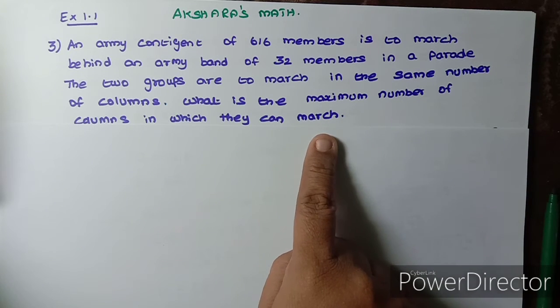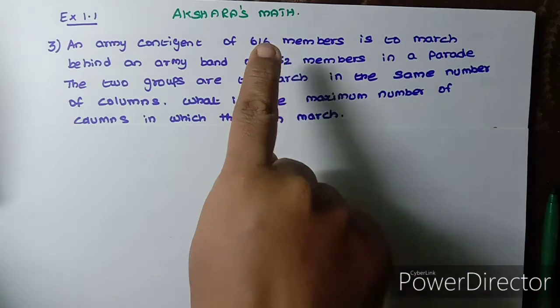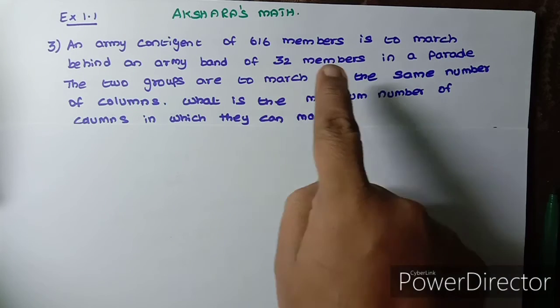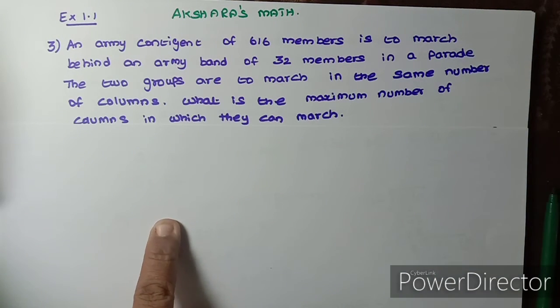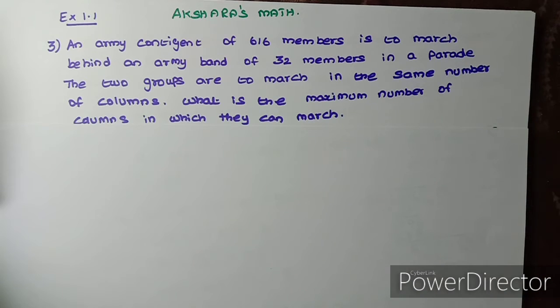I want to find a number which is common to both 616 as well as 32, and that number should be the greatest number, which means I have to find the HCF of 616 and 32. Please visualize this problem, because when they ask you in your question paper, you must know whether to find the HCF or LCM, because in your next exercise you will be getting word problems in LCM also. So you have to have this visualization. I will show you the picture also. Before that, let us finish this problem.